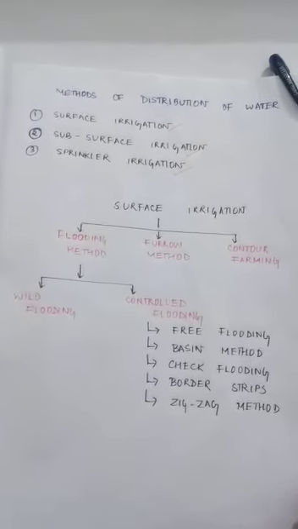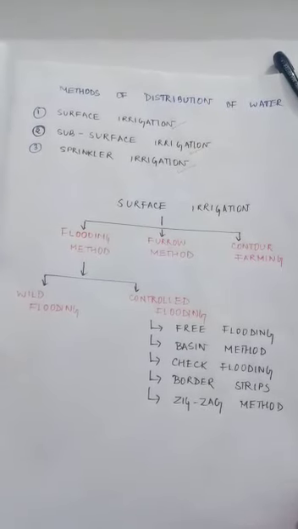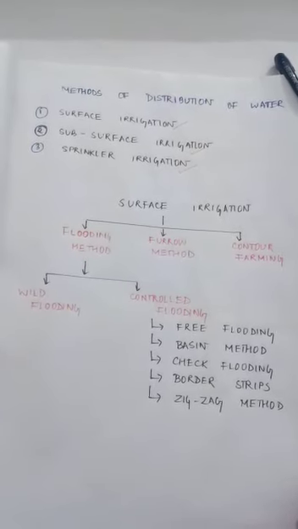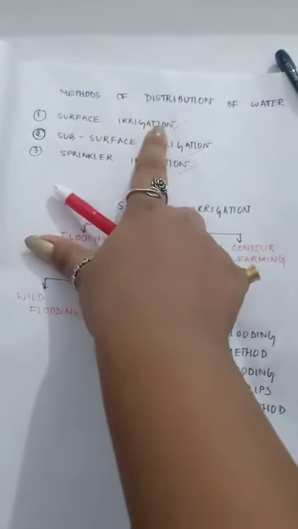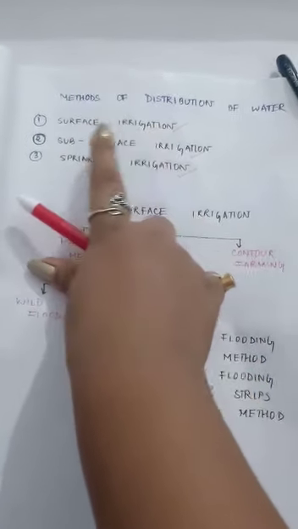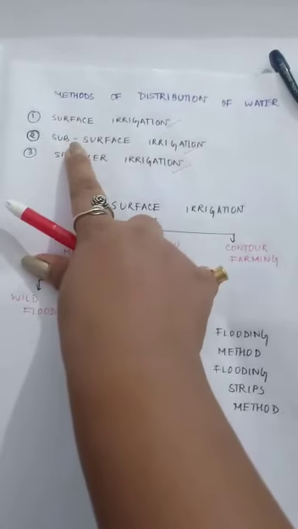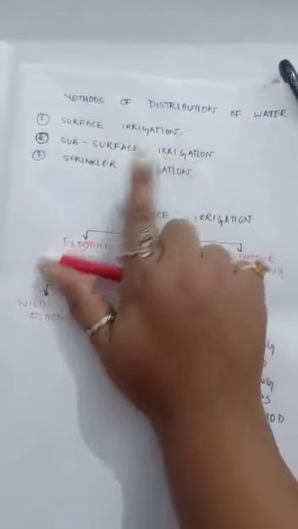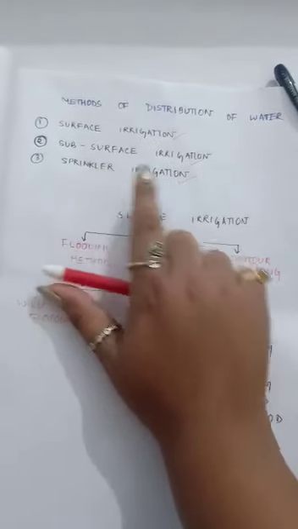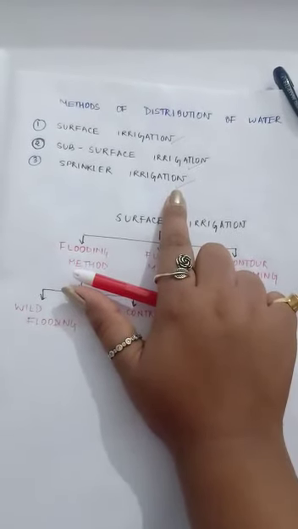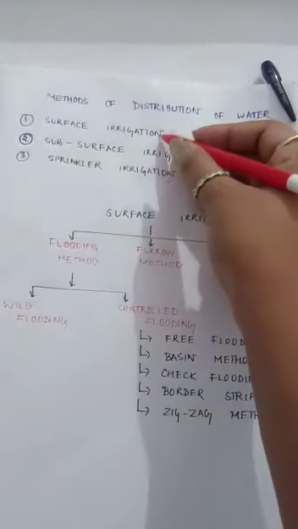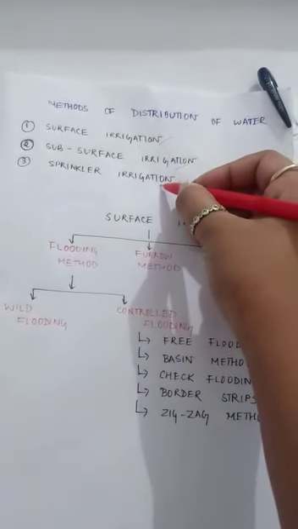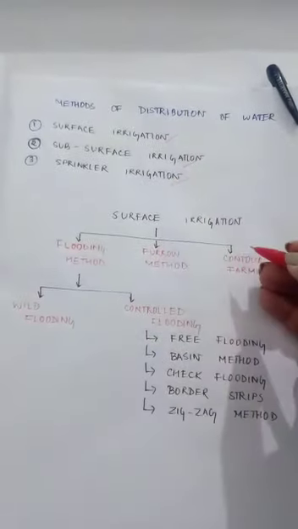There are mainly three important methods of distribution of water. Number one, as you can see, is surface irrigation. Number two, the second method of distribution of water, is subsurface irrigation. And number three is sprinkler irrigation. So these are the three main branches of methods of distribution of water.